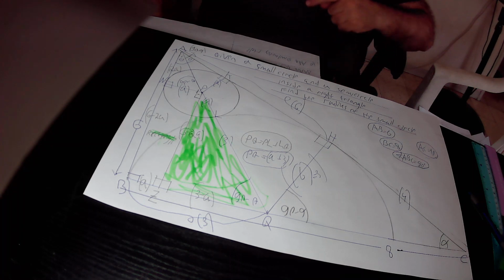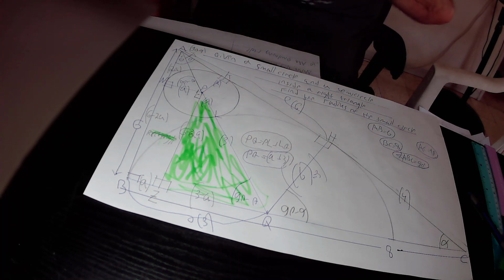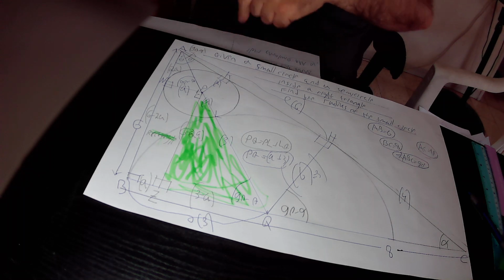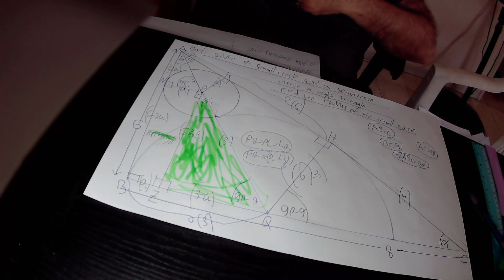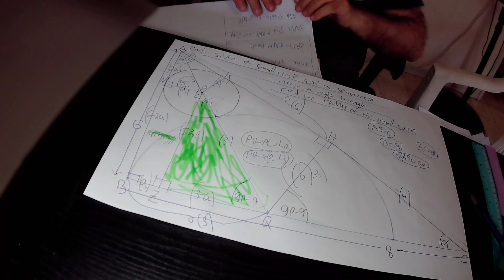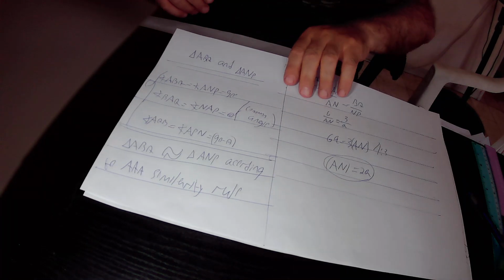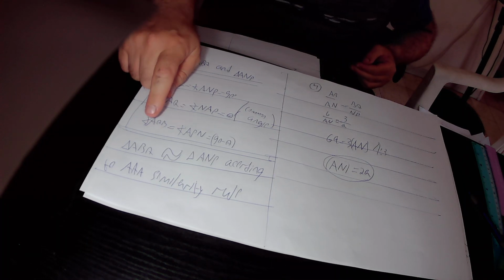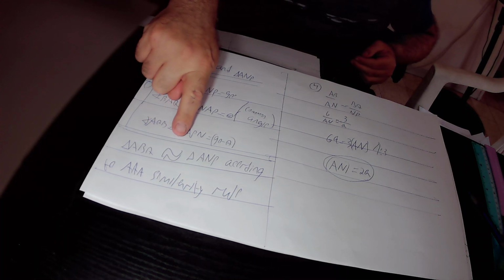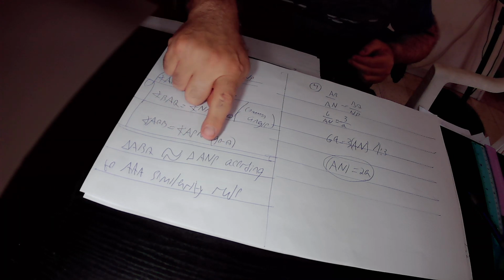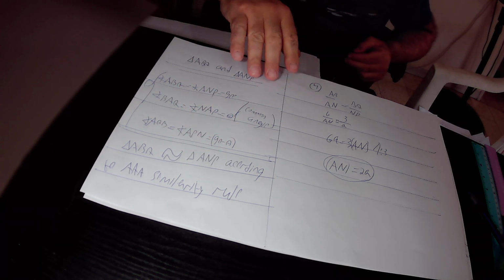So we actually proved that all the angles in the big right triangle ABQ are correspondingly equal to all the angles of the small right triangle ANP. Therefore, those two right triangles are similar to each other according to the angle similarity rule. To repeat again, we found out that the big right triangle ABQ is similar, this is the sign of similar, to the small right triangle ANP according to the angle similarity rule.